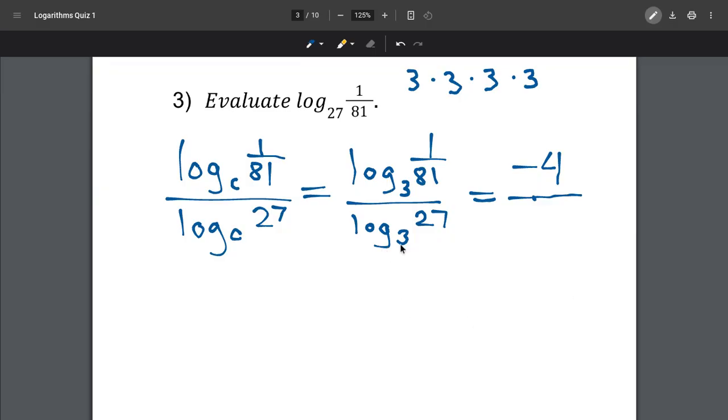For the bottom part here, we have log base 3 of 27. So how many 3's do we multiply together to get 27? Well, that's these first 3. 3 times 3 is 9. Times 3 again is 27. So we have 3 3's here. So our solution is negative 4/3 for number 3.